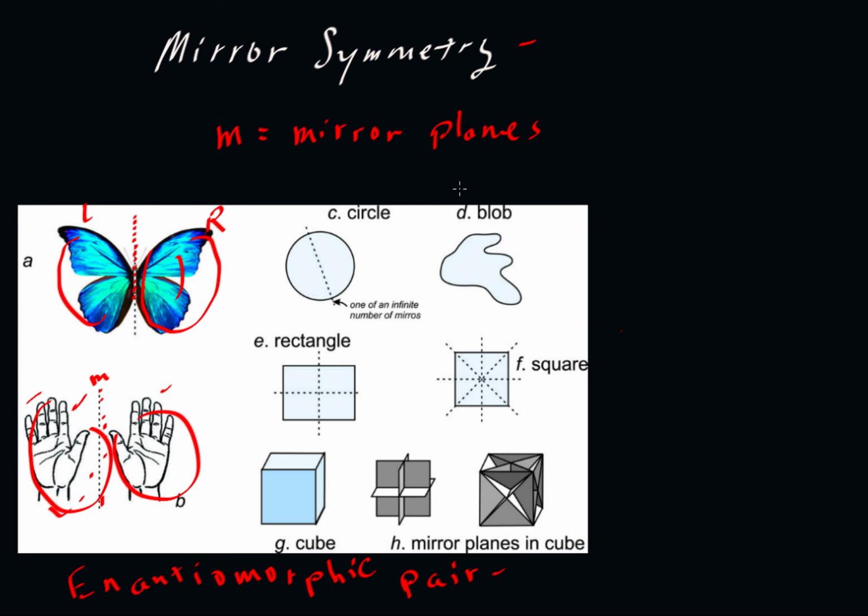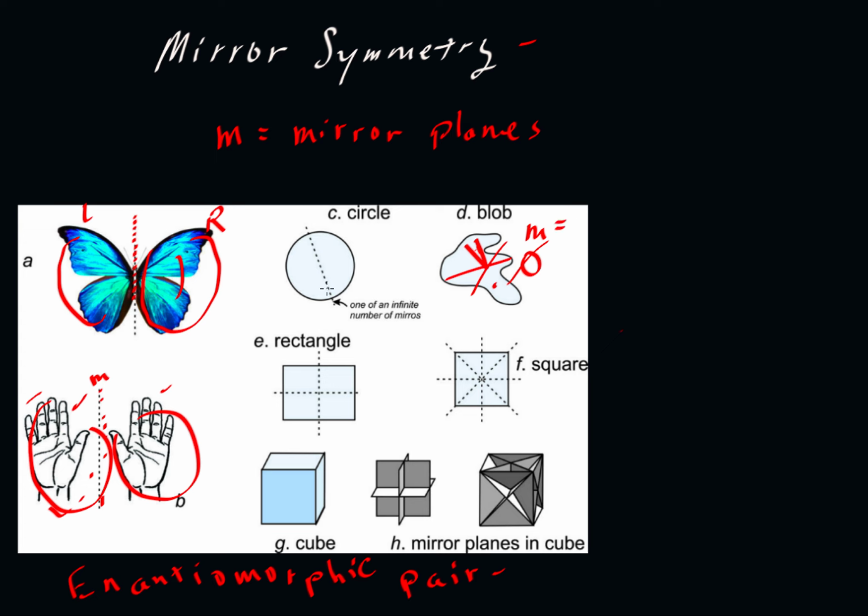How about over here in letter D, the blob? There are no lines we can draw here. There's nothing we can draw where this side would be the mirror image of the other side, no matter how we draw it. So there are 0 mirrors here. So we could say that the mirrors are equal to 0.